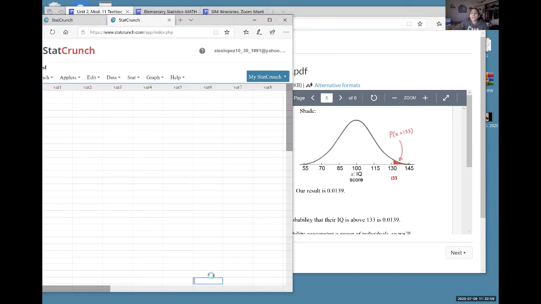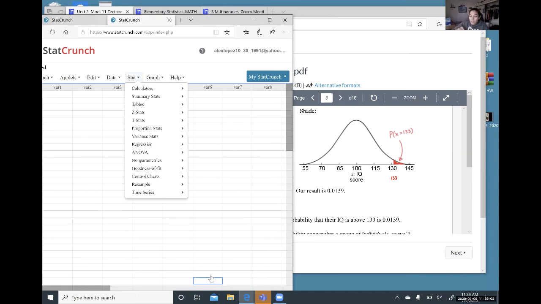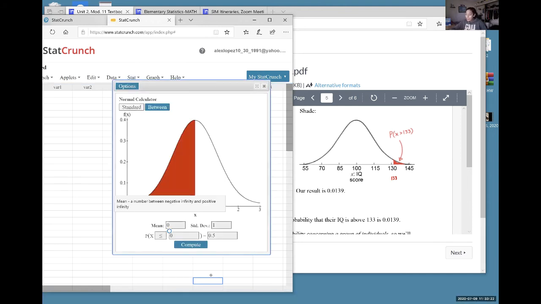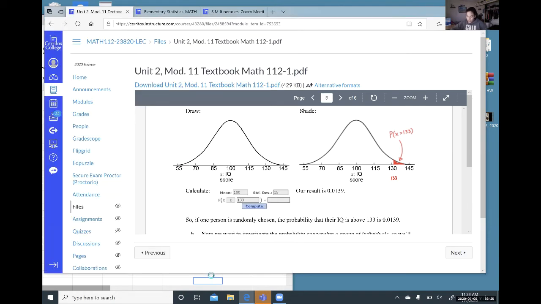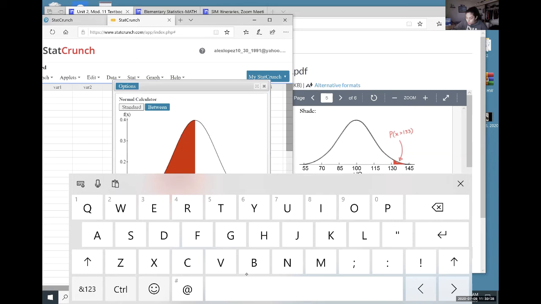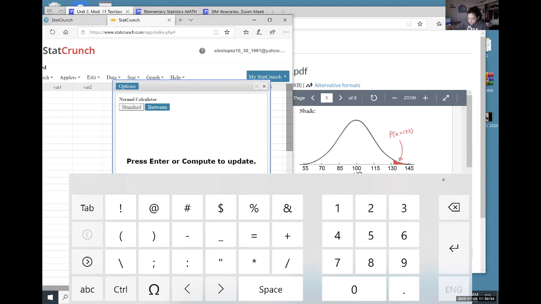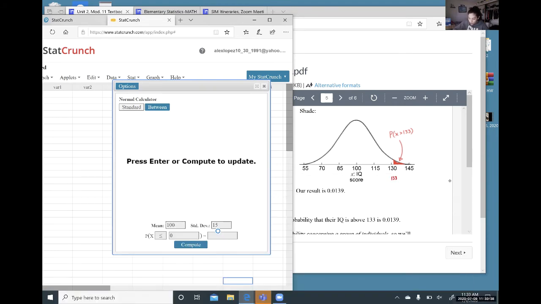So if I go to StatCrunch here, and I go to Stat, Calculator, and then Normal. It lets me choose it. Our mean was 115, standard deviation. And we want to know when it's going to be greater than or equal to 133. So we need to change this sign to give us greater than or equal to.